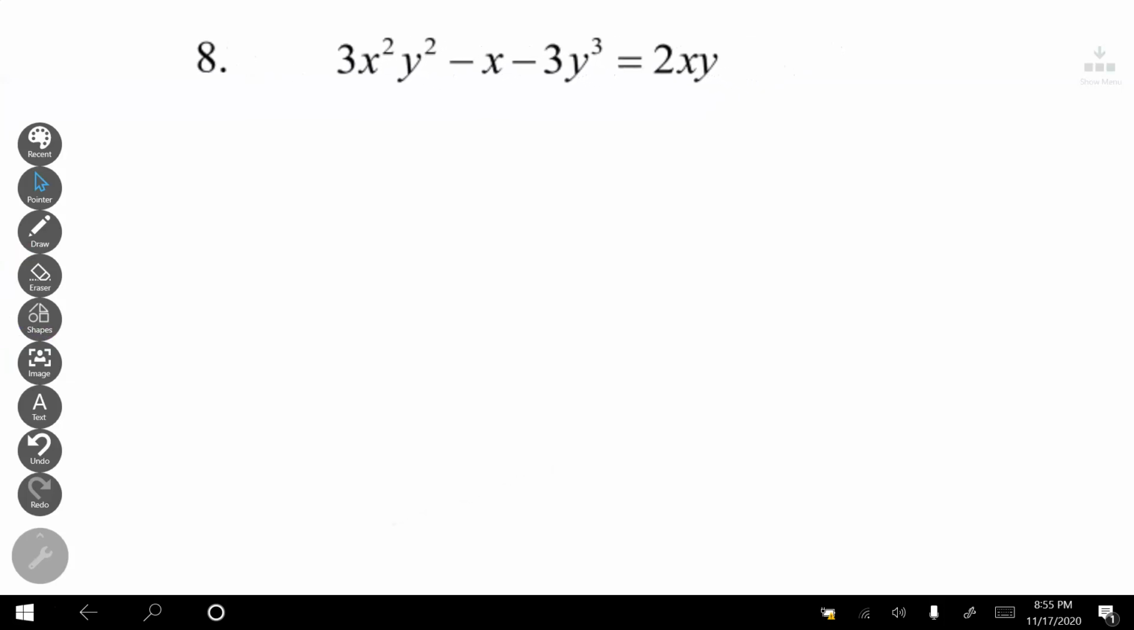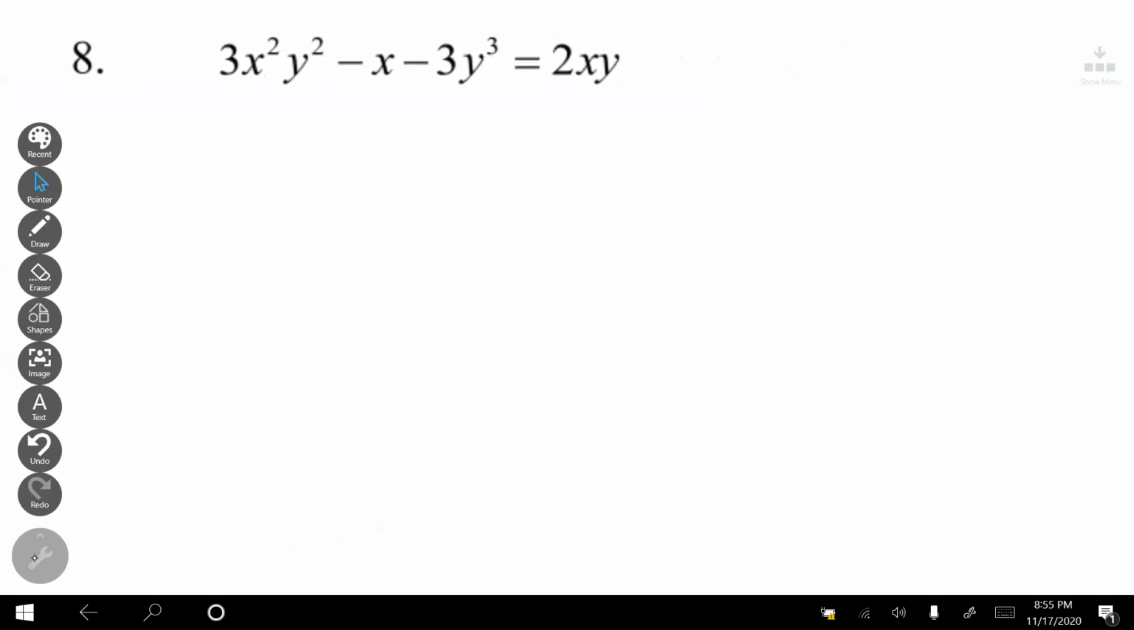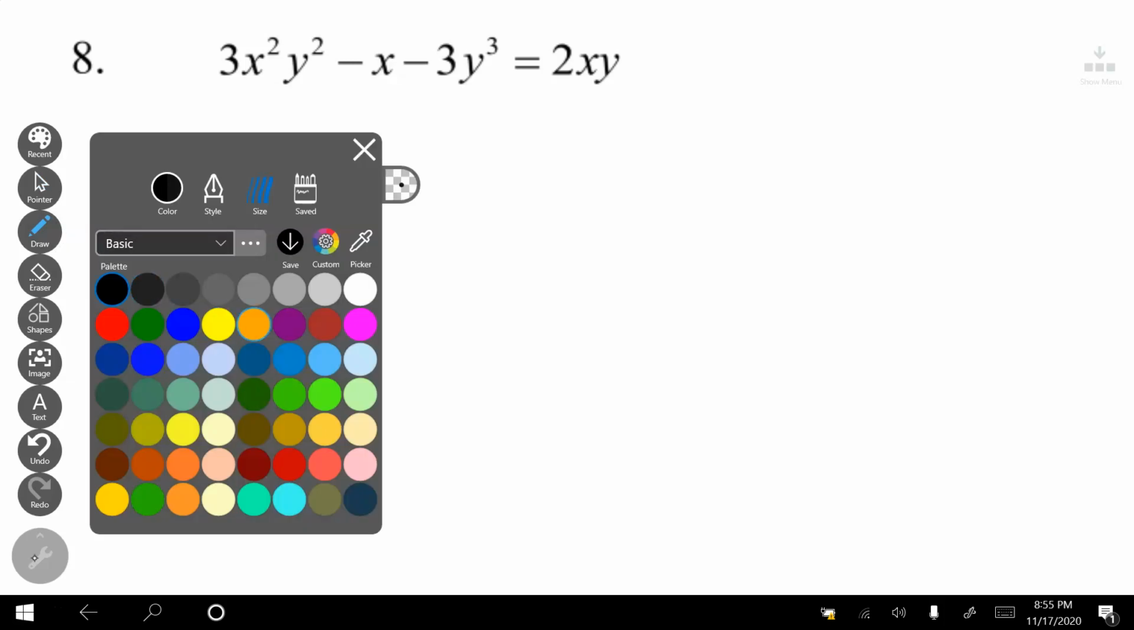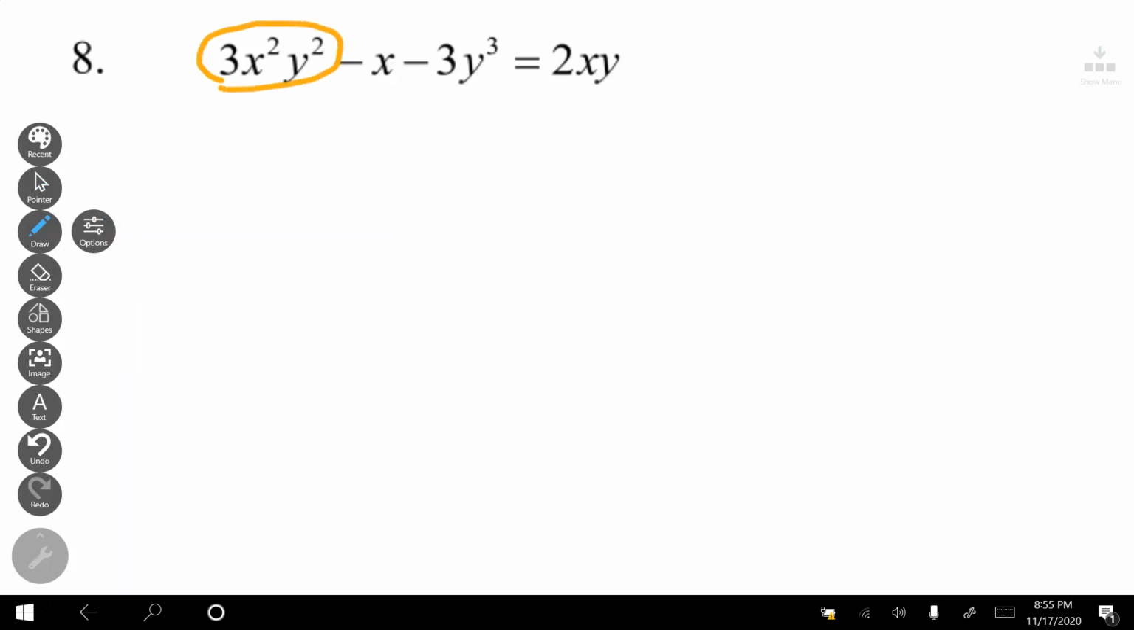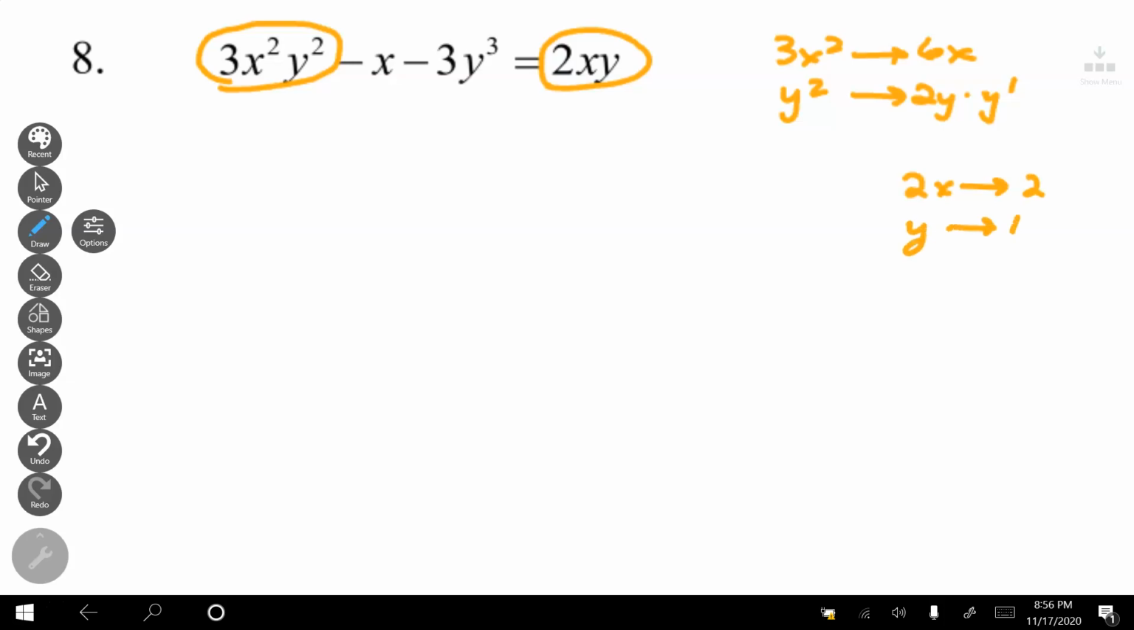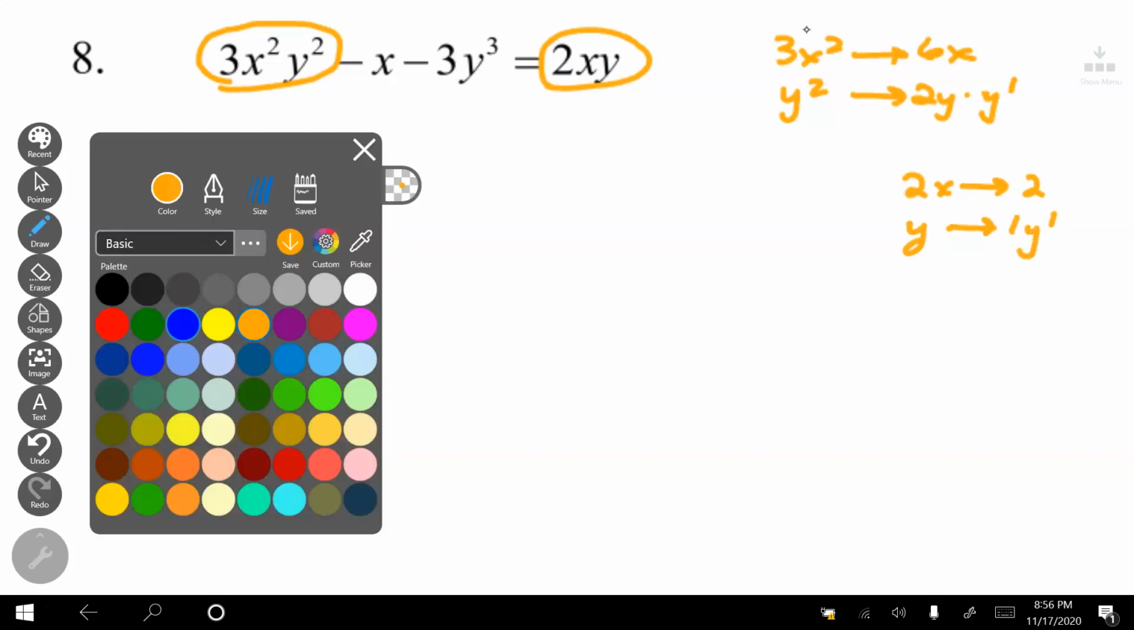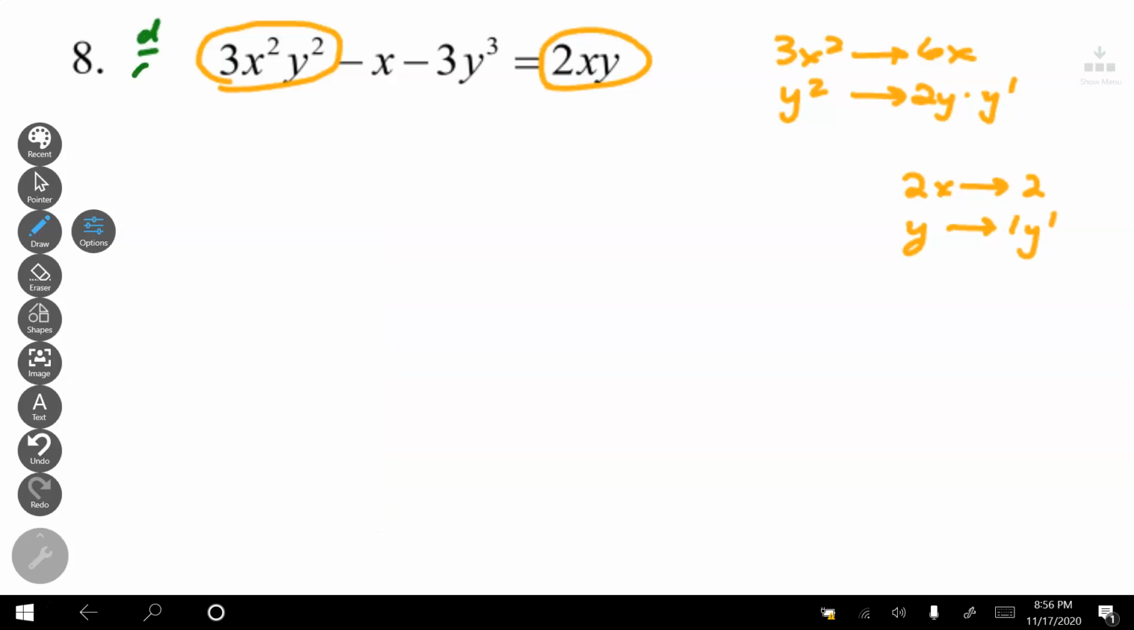This last problem, oh, there's going to be some work. Ooh, this one's going to be some work because what I see here, I have two product rules. Look at that. One on each side. So I'm going to have to do a 3x squared, 6x, and a y squared becomes 2y, y prime. And I have another product rule which is going to be 2x, which is 2, y becomes 1y prime. So I'll start off in the green. I'm going to take the derivative of all this stuff.